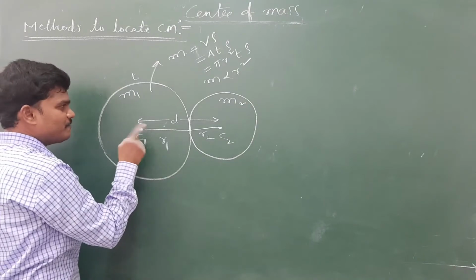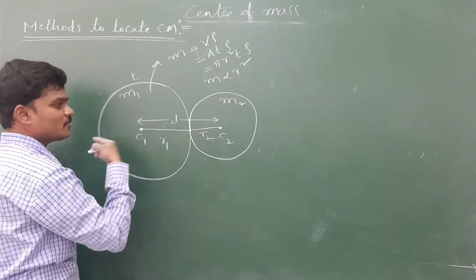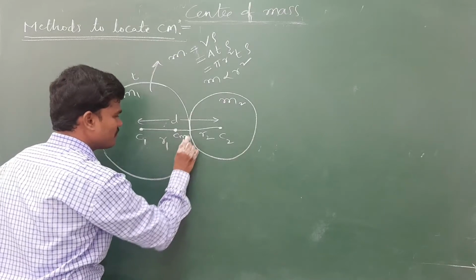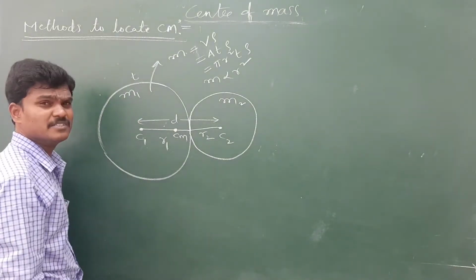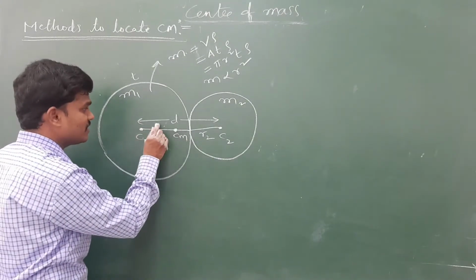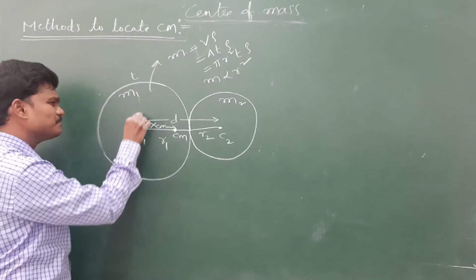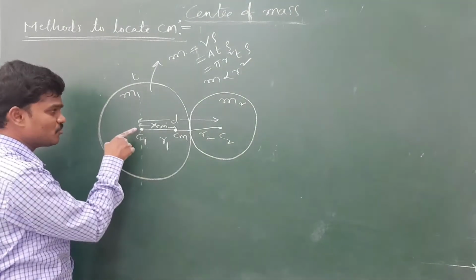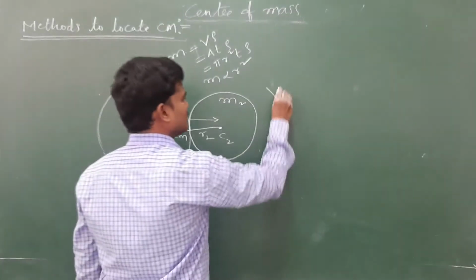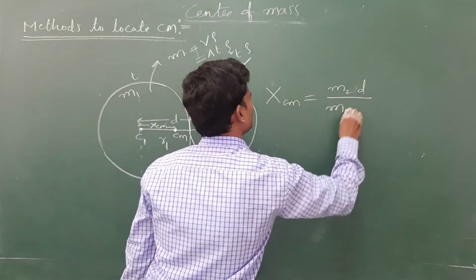Here M1 and M2 are the two discs such that M1 is bigger and M2 is smaller. The center of mass is always nearer to the heavier mass. Let us suppose this is the position of the center of mass. If both discs have the same mass and same radius, the center of mass is at the midpoint. But here this is a bigger disc, so the center of mass is here. This is XCM. To find the center of mass, take this as the origin. The formula is opposite mass into distance by total mass, so XCM is opposite mass M2 into distance by total mass.